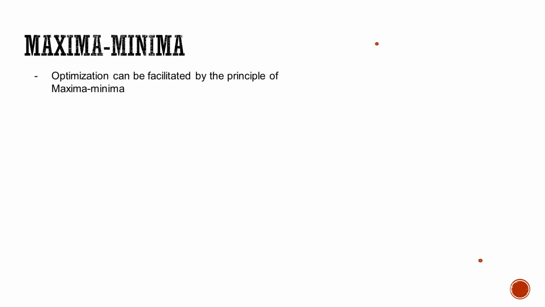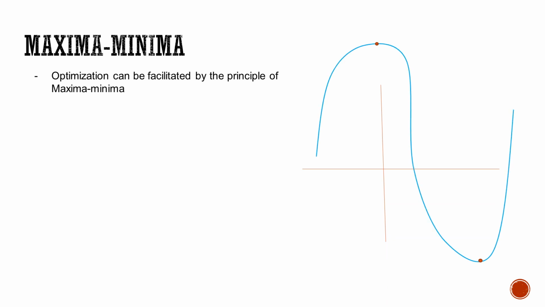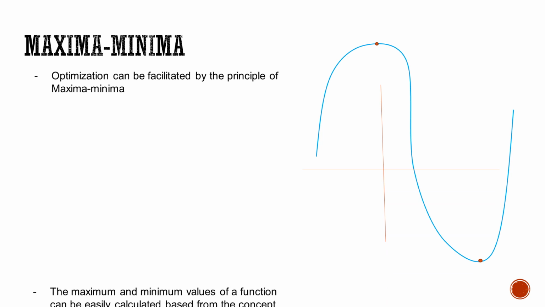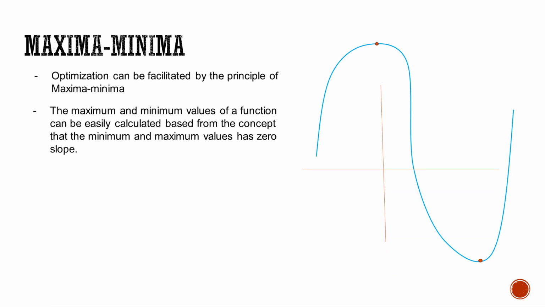So maxima minima. Normally, the purpose of maxima minima in engineering is about optimization. So optimization can be facilitated by the principle of maxima minima. Say for example, on a certain coordinate system, we have a certain function of certain curve. The maximum and minimum values of a function can easily be calculated based from the concept that the minimum and maximum values has zero slope.